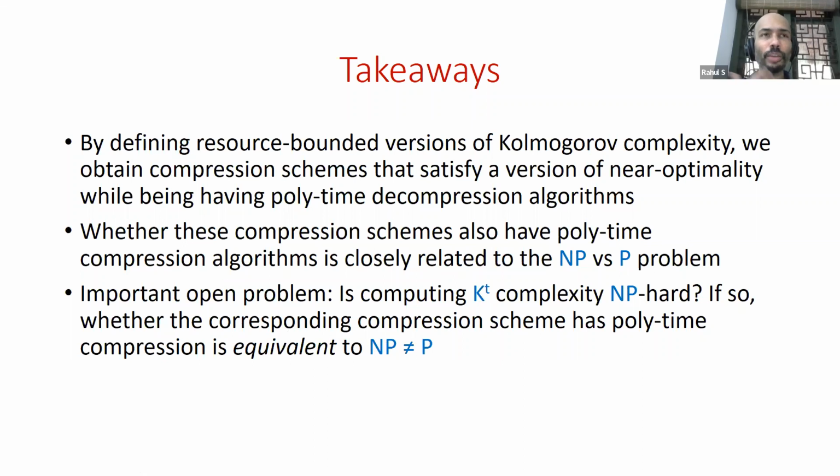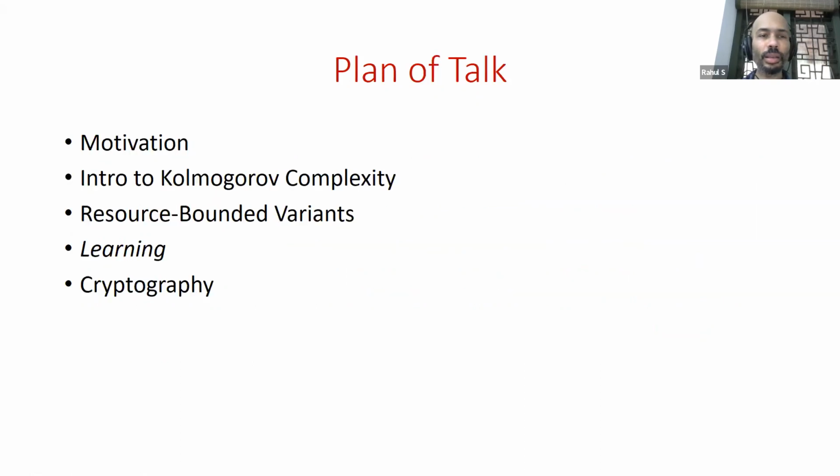So fundamental questions in complexity theory, such as NP versus P and whether K superscript T is NP-hard, are tied to compression as well. There are two sections of the talk left: learning and cryptography. I was a little bit ambitious about how much ground to cover, but because I'm not going too deep into technical aspects, this allows me to cover quite a lot of ground.